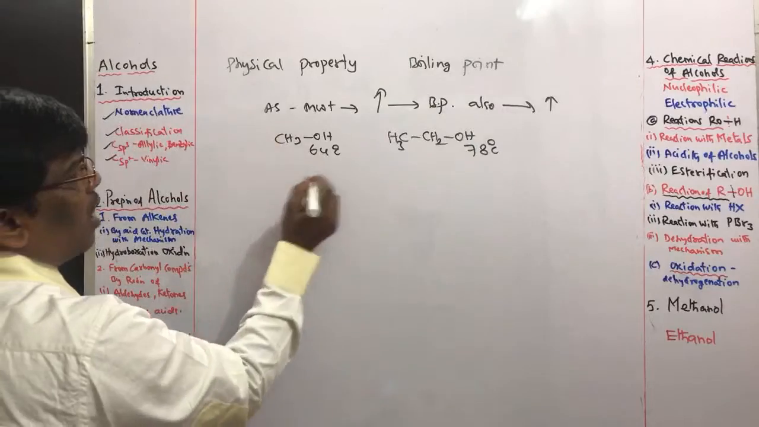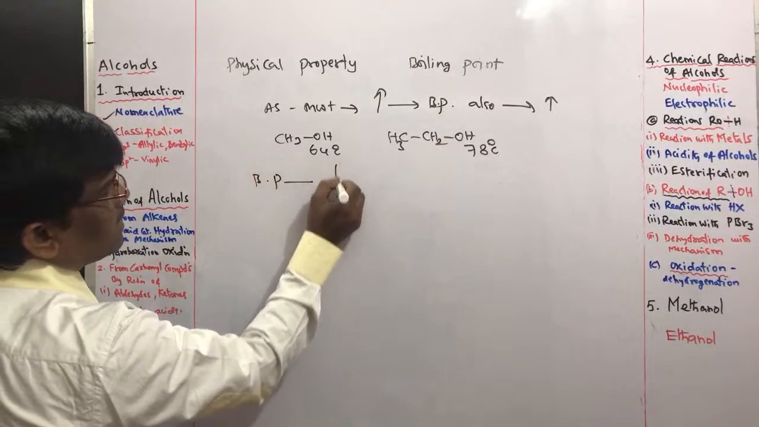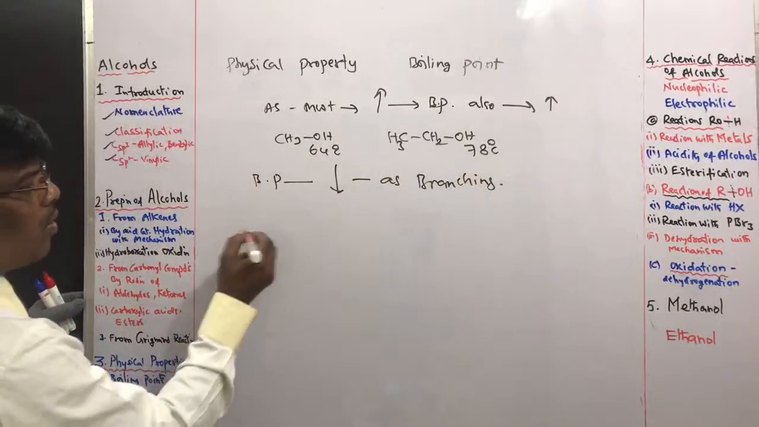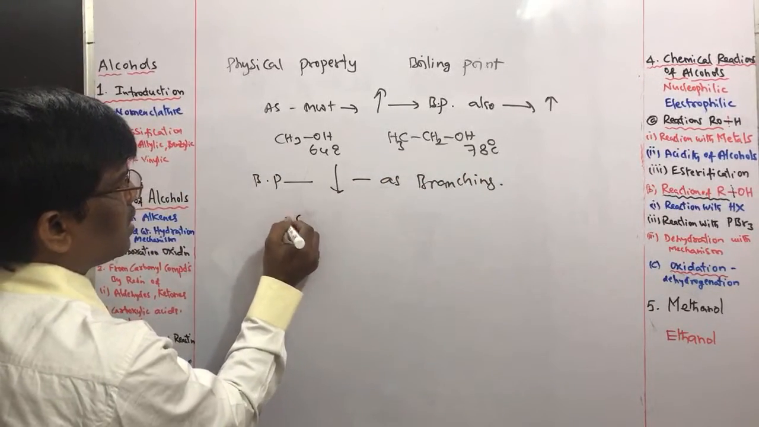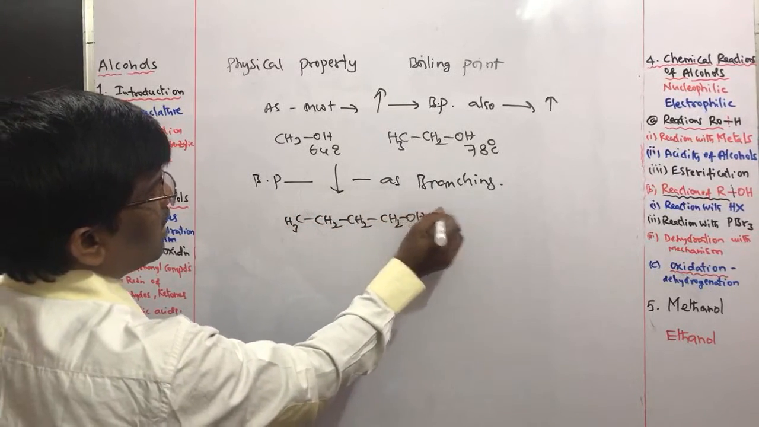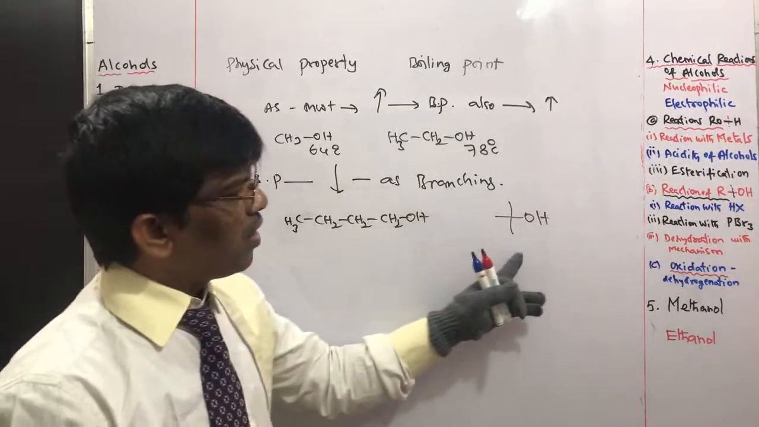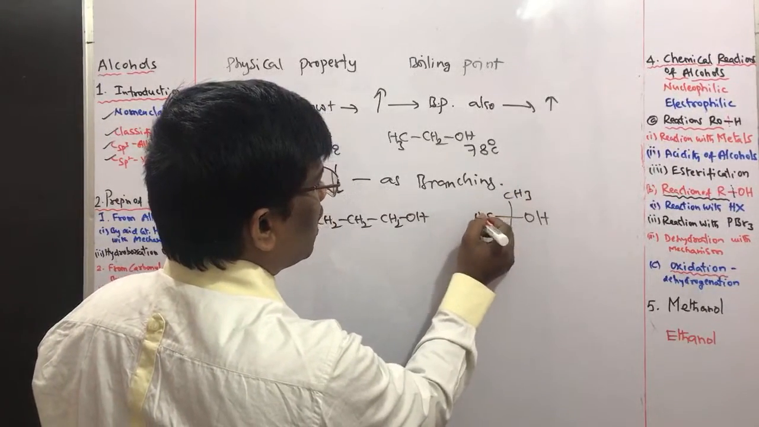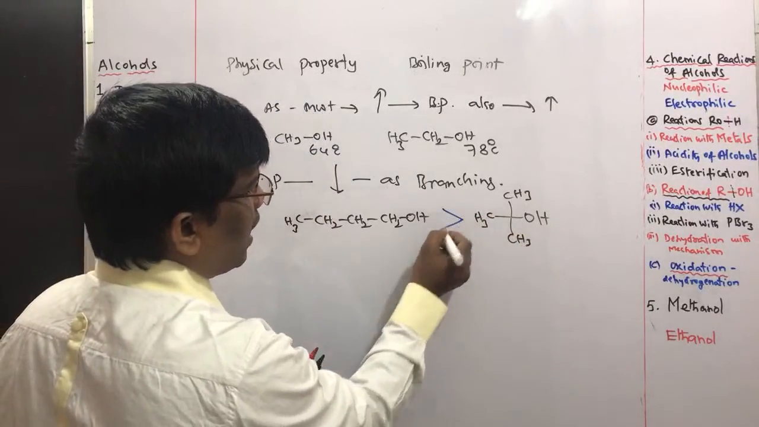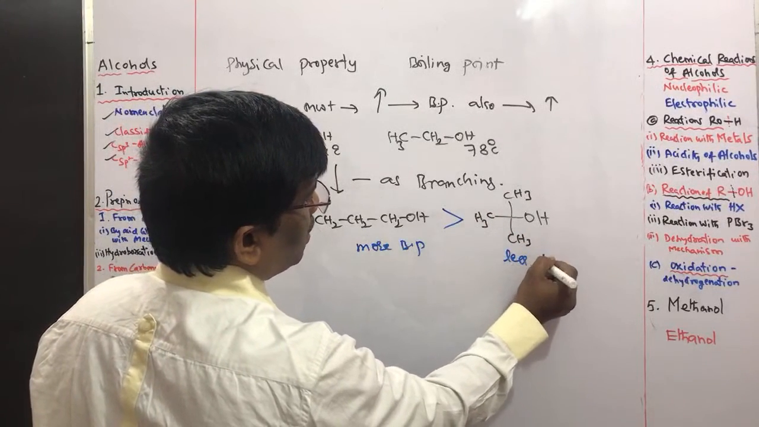However, boiling point decreases as branching increases. For example, let me write butanol, CH3CH2CH2CH2OH, and tertiary butanol. Which is going to have more boiling point? This is tertiary butanol and this is n-butanol. Because of branching, tertiary butanol is going to have less boiling point and n-butanol is going to have more boiling point.